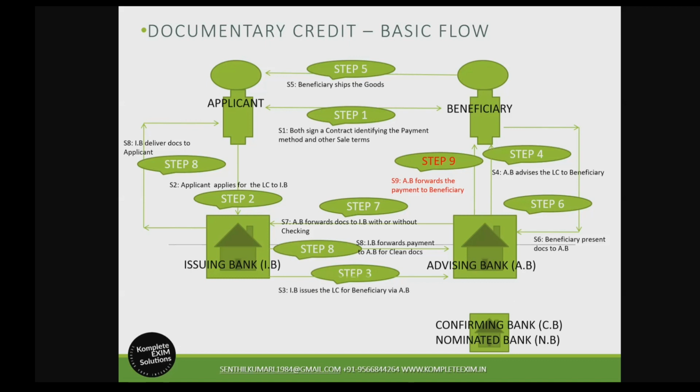Now, the beneficiary will have two protections. One is from the issuing bank, an irrevocable undertaking. Then the second is from the confirming bank. So the confirming bank is also going to give you an irrevocable undertaking.